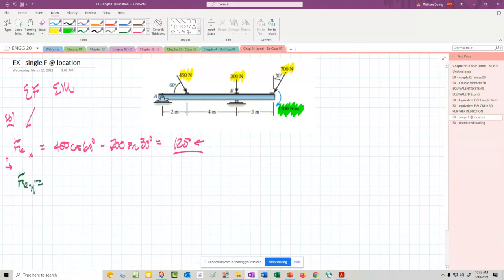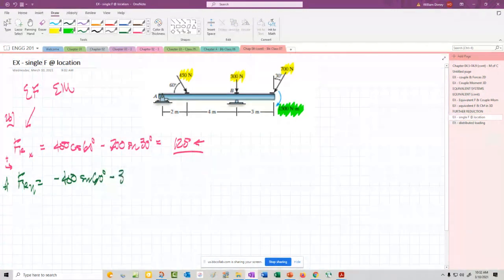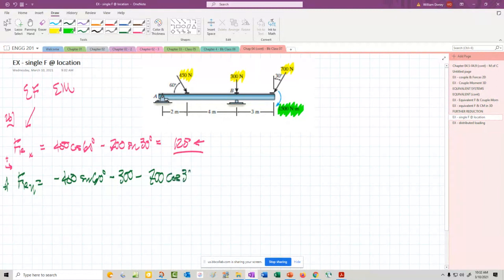All right, so let's find the resultant in the y direction. Positive up, that's minus 450 sine of 60, minus 300, minus 700 cosine of 30, and that gives us 1296, I think, down. Now, that's just the general effect of those forces. I haven't moved them or done anything yet.